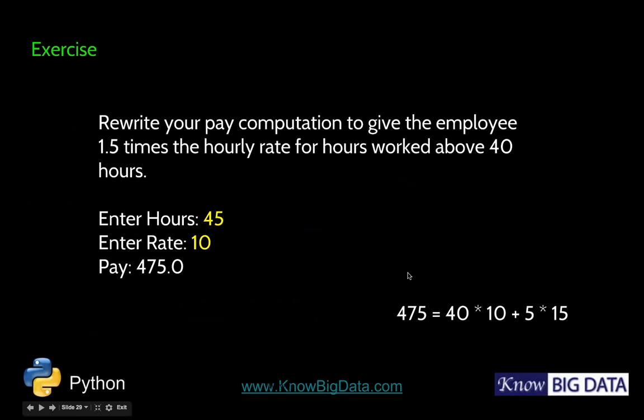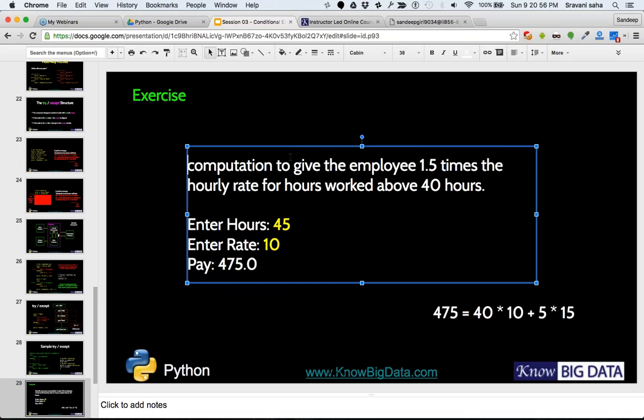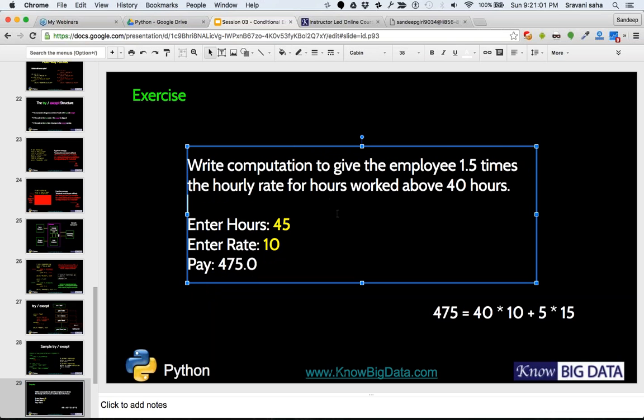All right, now has anybody written this particular program? It's pretty simple. I think everybody can write this. Your program should ask for the number of hours and the rate. And in case the number of hours is greater than 40, for the remaining hours the person should be paid 1.5 times the rate. Okay. Anybody wants to try out?